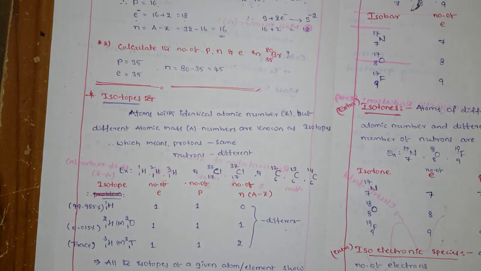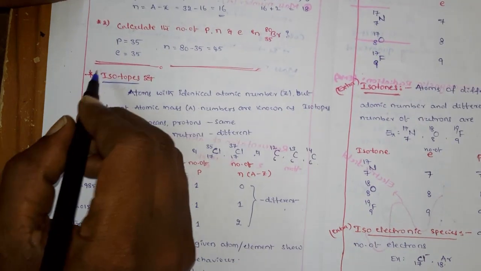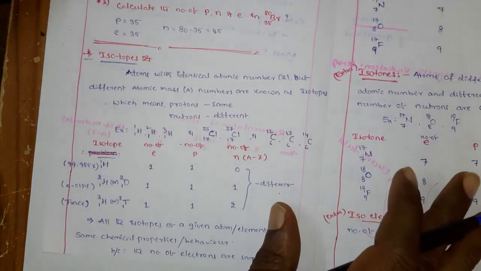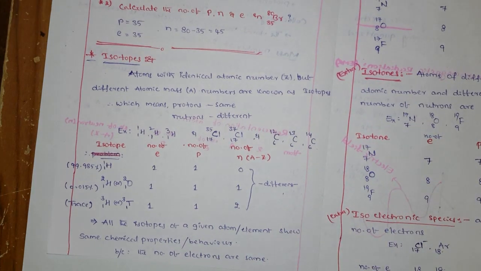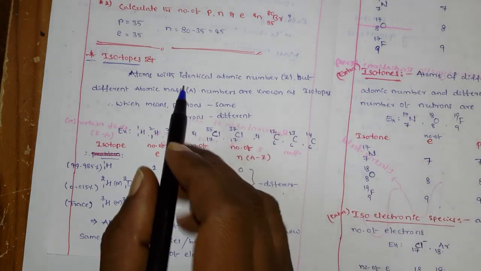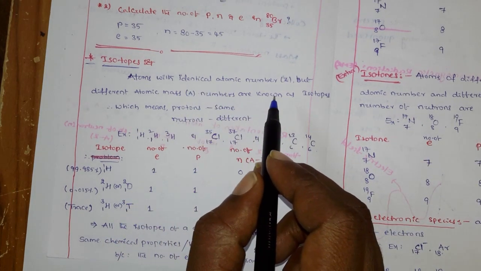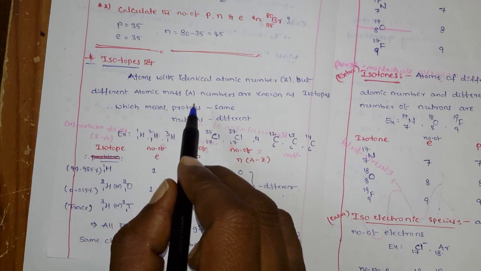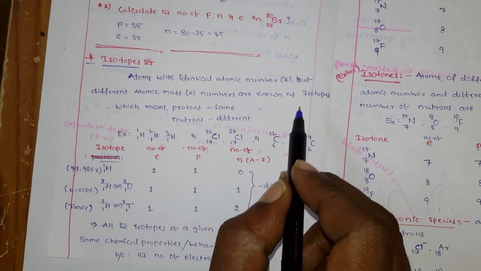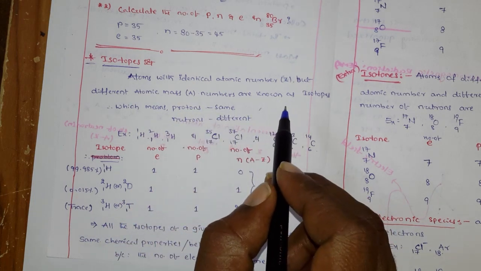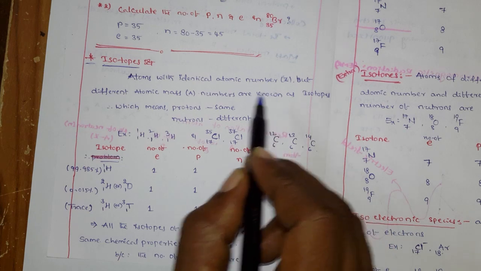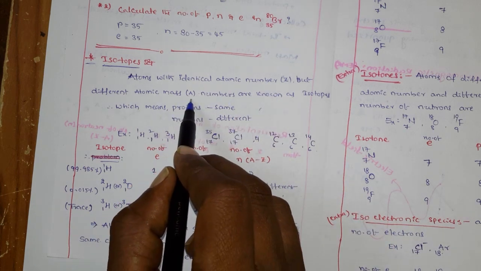That is the reason why I told you this. The next important terminology is isotopes. You have already learned what an isotope is. Isotopes are atoms with identical atomic number but different atomic mass number. That means Z should be the same, but there is a difference in A.